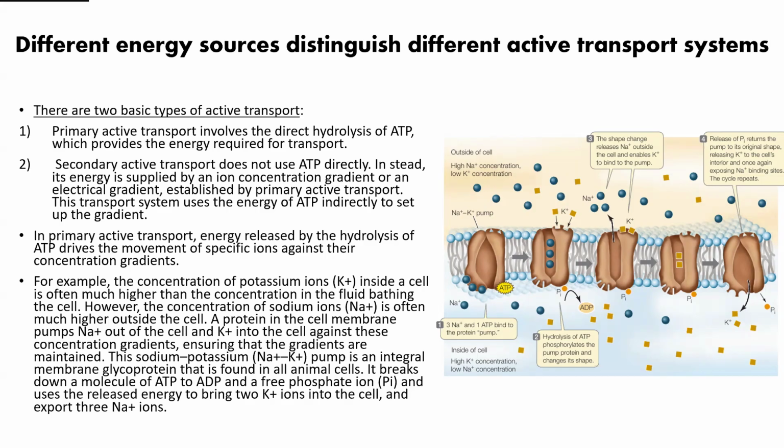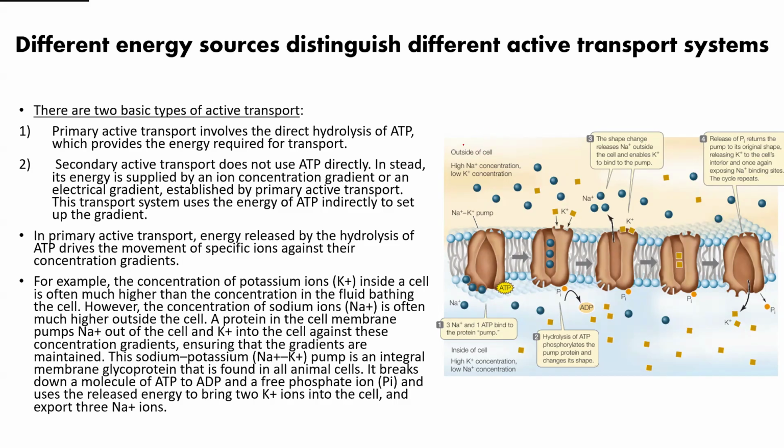In this video, we are going to study two types of active transport. One is primary active transport, another is secondary active transport. Primary active transport will use ATP directly. Means directly they are doing hydrolysis of ATP to move the ions.